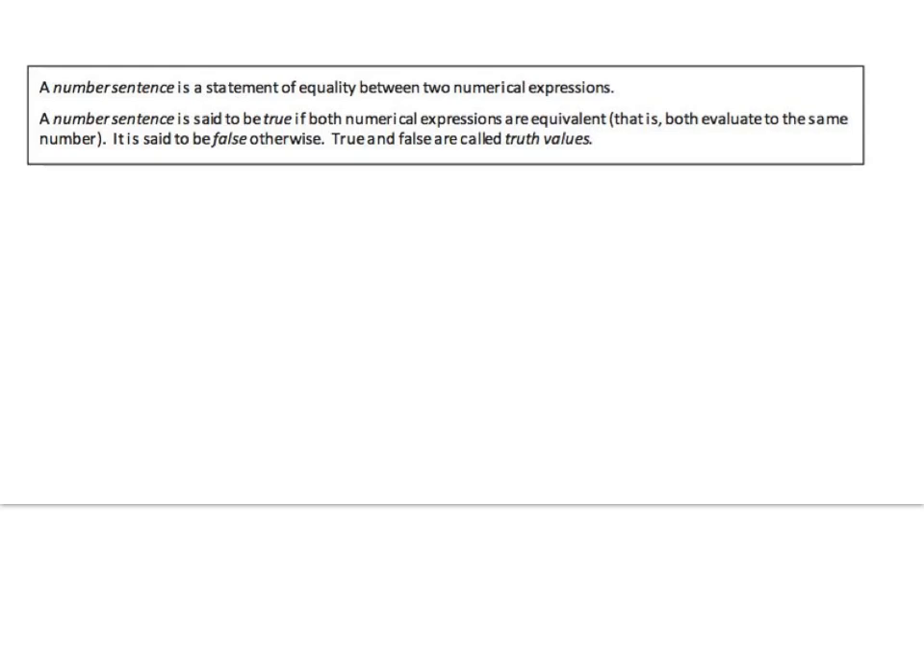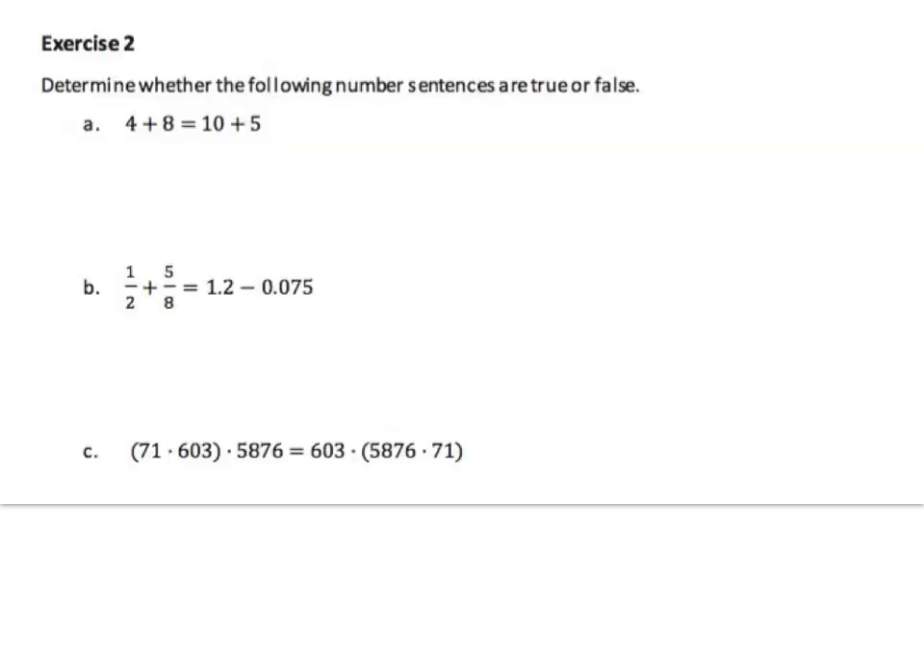So a few definitions. A number sentence is a statement of equality between two numerical expressions. A number sentence is said to be true if both numerical expressions are equivalent. That is, both evaluate to the same number. It's said to be false otherwise. True and false are called truth values. Okay, the words true and false are called truth values.